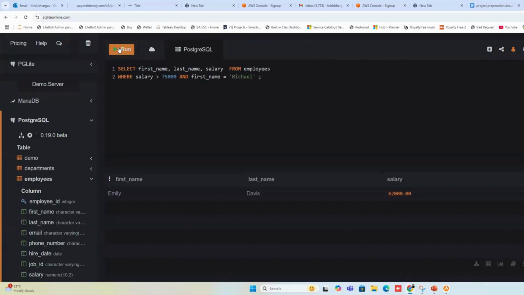All right, anyways, now when I run this, I have two filters here. One filter is salary greater than 75 and first name is equal to Michael. And Michael, again, I put it in quotations. When I use an AND, it means both conditions have to be true, both conditions have to be satisfied.